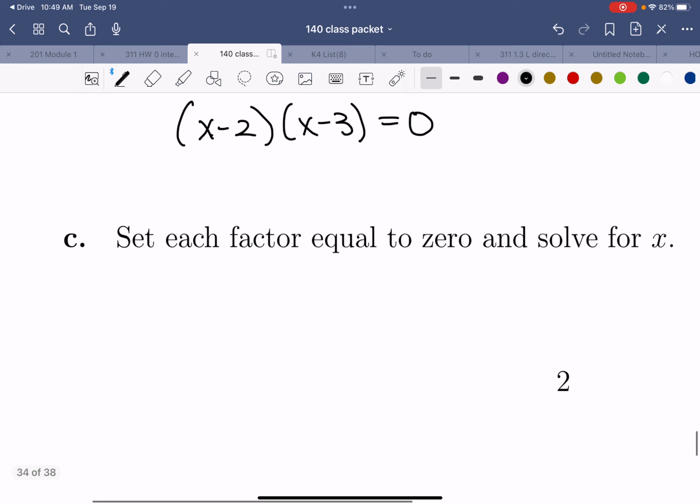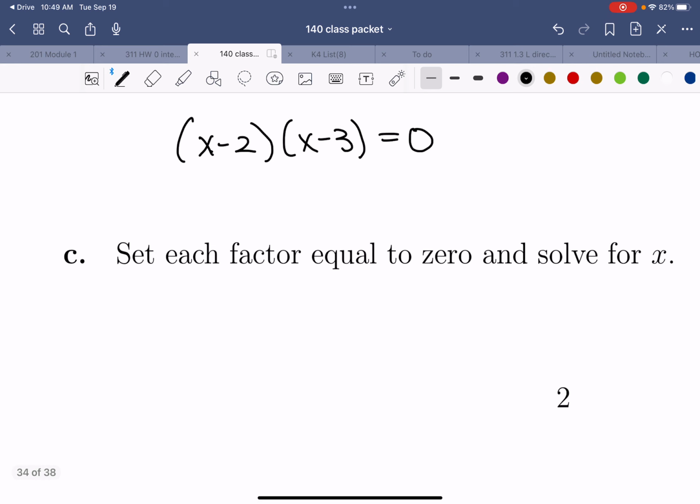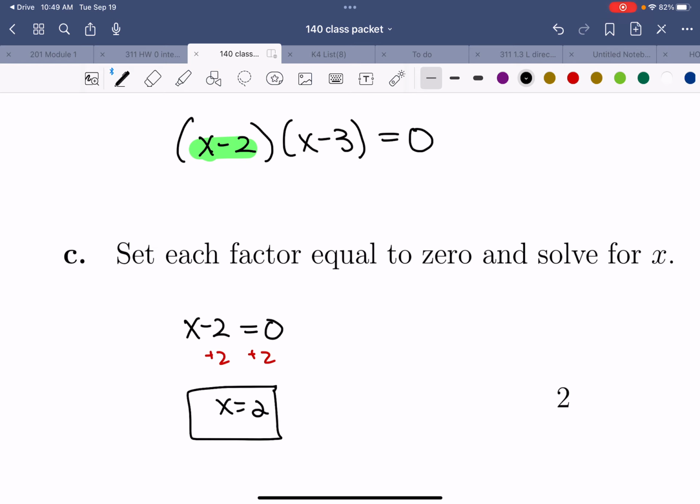Once you have it factored, you're going to set each factor equal to 0 and solve for x. So I'm going to take the x minus 2 and set that equal to 0. And I'm going to solve. So I'm going to add 2 to both sides. And that's going to give me x equals 2. Then I'm going to take the other factor, x minus 3, and set that equal to 0. And go ahead and add 3 to both sides so that I get x equals 3.